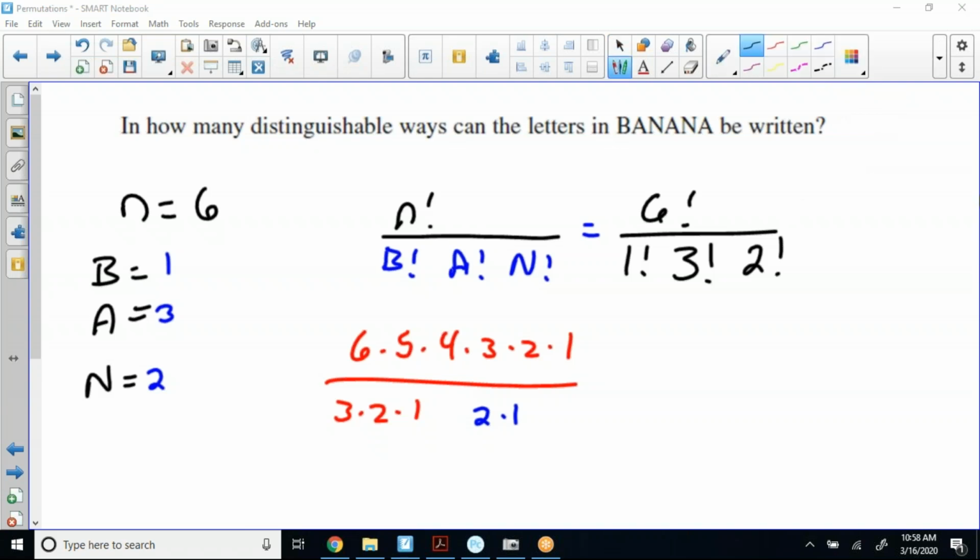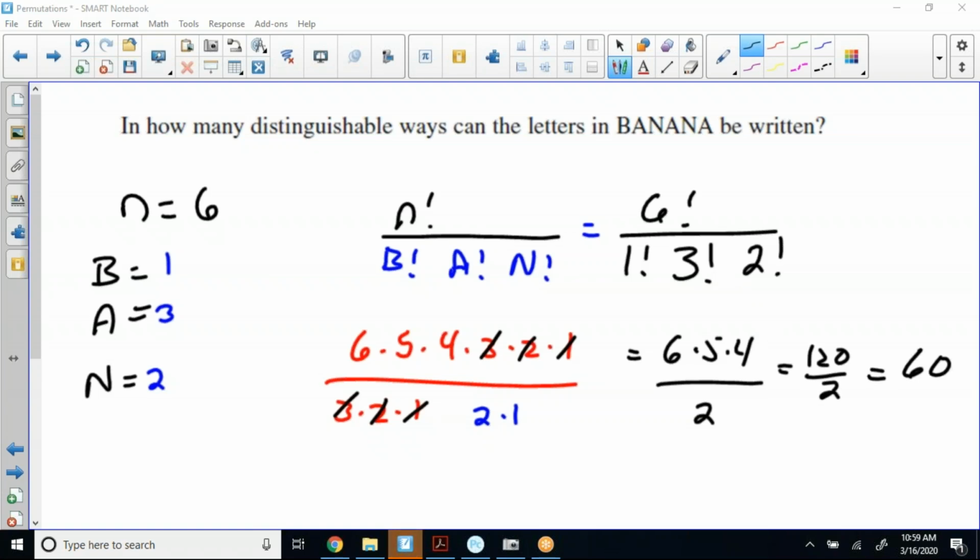All right, so let's kind of look at this. So 3, 2, and 1 cancels out 3, 2, and 1 here, right? So we still are left with 6 times 5 times 4 all over 2 times 1, which is just 2, right? So 6 times 5 is 30. 30 times 4 is 120 over 2, which equals 60. So in how many distinguishable ways can the letters banana be written? 60 different ways, okay? Order matters, all right? So just kind of make sure. That's how you do this particular problem. And you'll have a couple of these in your homework. But the biggest thing is list out how I've done here. But I have 1 B.